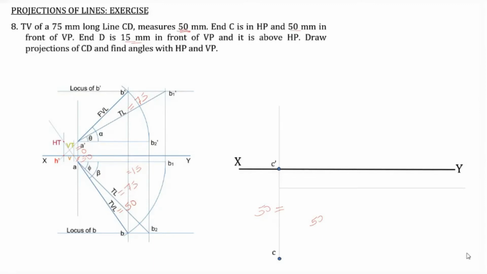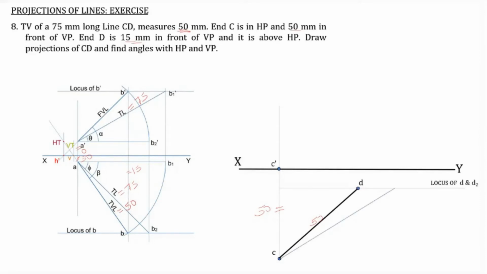So the locus of D, that is 15 millimeter in front of VP, that distance we marked. Now this is the locus of D as well as D2. Now we draw an arc with C as center and radius 50 millimeter in order to intersect with the locus of D. And this point is point D.